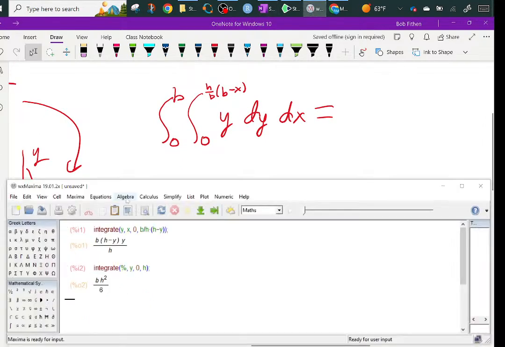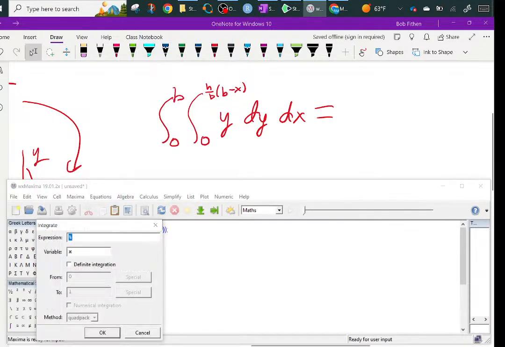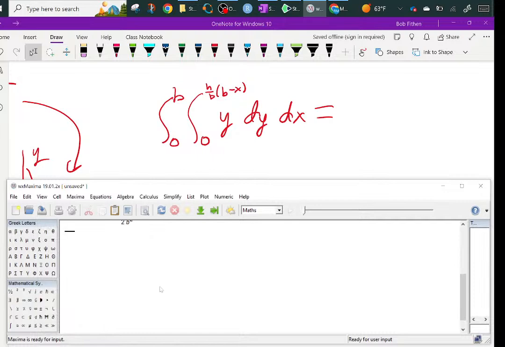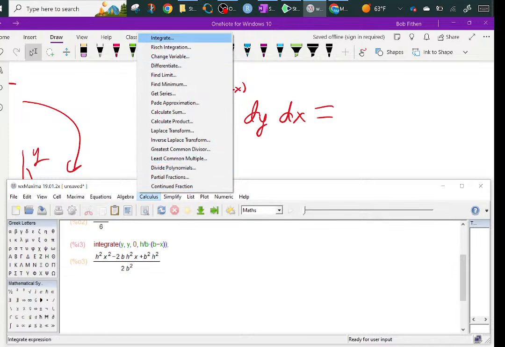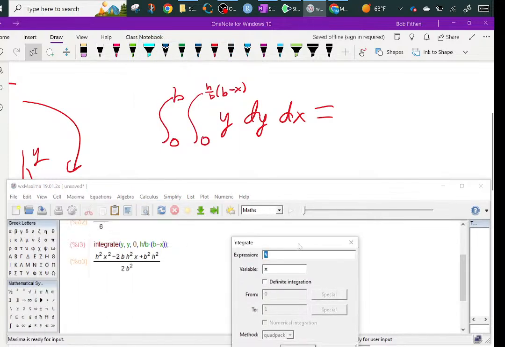Okay, so let's go ahead and do this integral. I'm going to do the inside part first. The inside is an expression that says y. The variable of integration is y. The definite integral goes from 0 to, and I have to be very careful here, h divided by b times b minus x. I think I did okay. And so it shoves it off the screen, so it looks very ugly, very nasty. But that's okay. Now I'm doing the integral of that term. The percent means I take the previous equation and integrate it with respect to x, going from 0 to b.